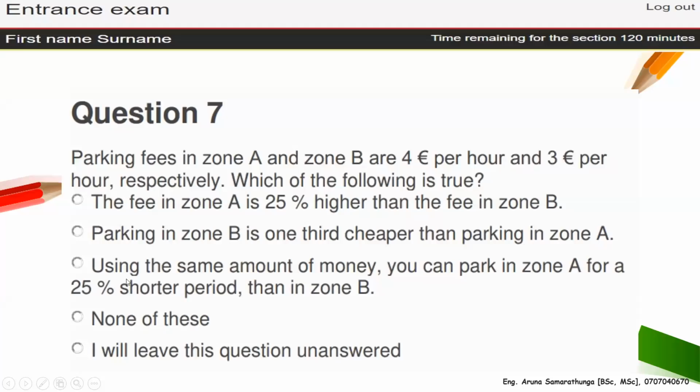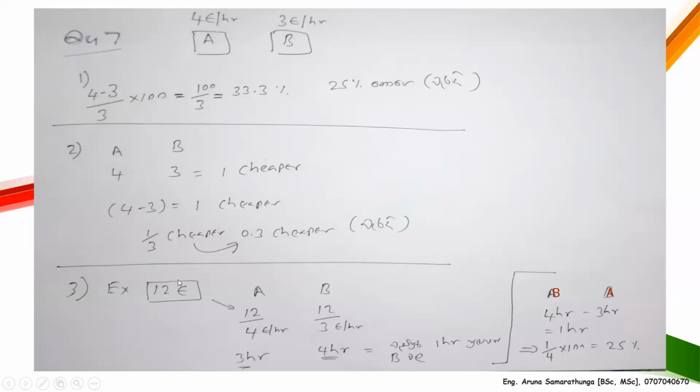Okay, let's take the other one: using the same amount of money. So I am taking 12 euros. Why do I take 12 euros? Because it can be divided by 4 and 3. Otherwise you can take 10 euros or 100 euros, it's okay. I took 12 euros because of the same amount of money. I go in with that 12 euros for zone A. How many hours can I park? The rate is 4 euros per hour, then I can park 3 hours in zone A. With the same amount of money I can park here 4 hours. So now I can park 1 more hour than zone A.